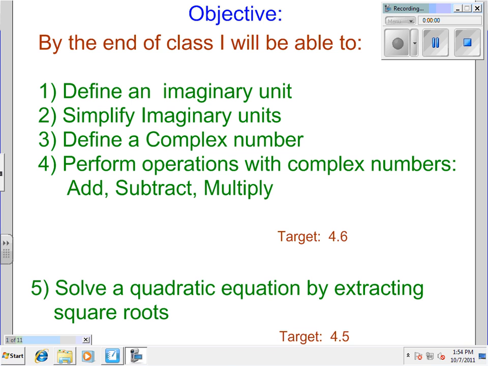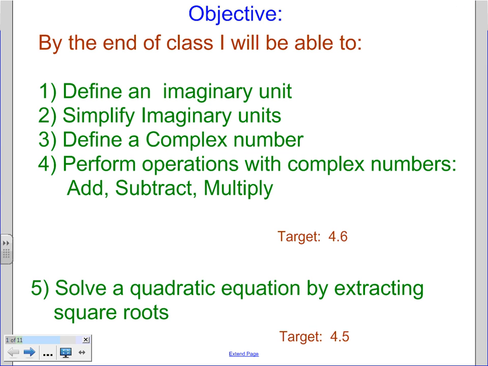All right, hello class. Today's lesson is on complex numbers. This will be our first topic in Chapter 4. And Chapter 4 is solely dedicated to quadratic equations, and we'll talk about what that means here in a little bit. But again, today's specific objective is on complex numbers.